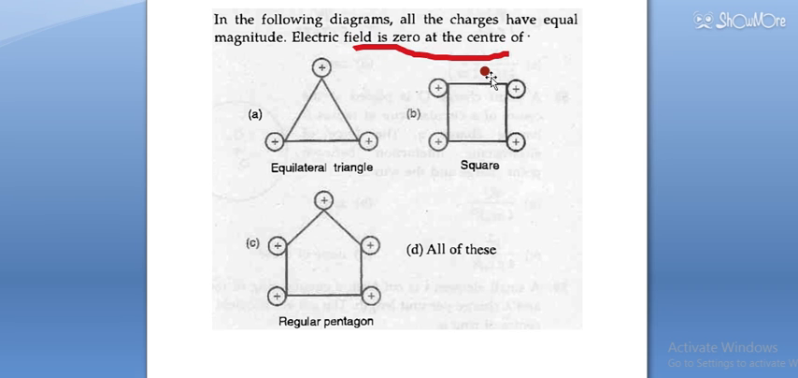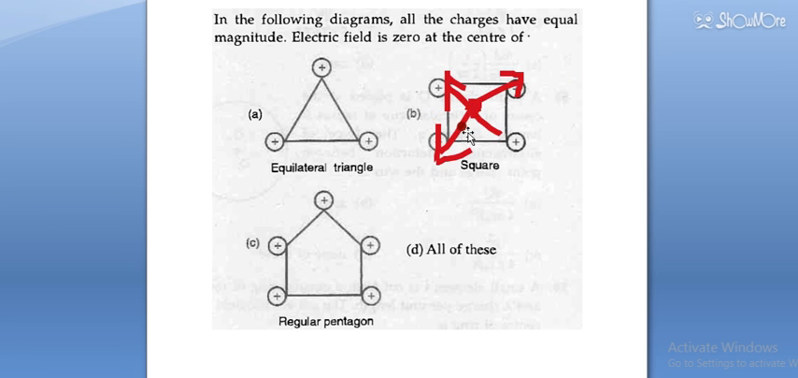So he is asking in which case the electric field will be 0. Student, if you have seen the classes, then you can observe that if 4 charges are positive, then the electric field at the center of the sphere is 0. So I hope you have seen it already.